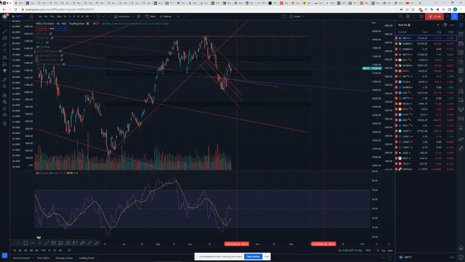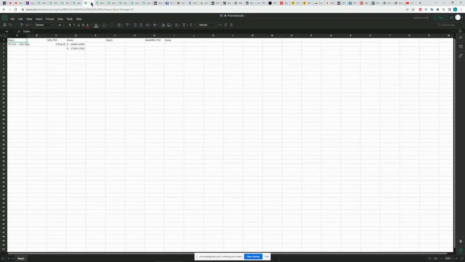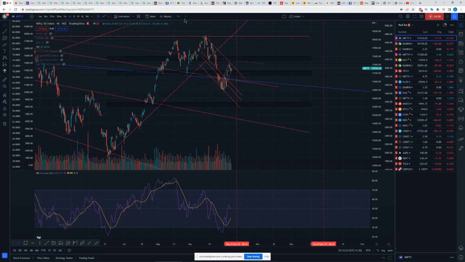And now going on to technical analysis, we're going to be looking at zones and trend lines. As far as zones are concerned, support is at 16,400 and 16,450 levels, and resistance is at 17,500 and 17,600 levels. Let's look at it in the chart.